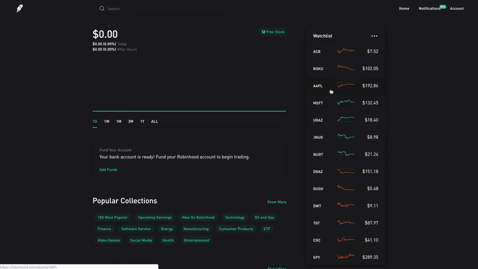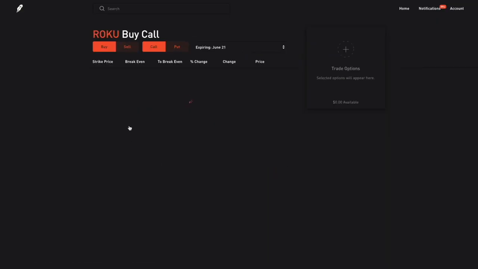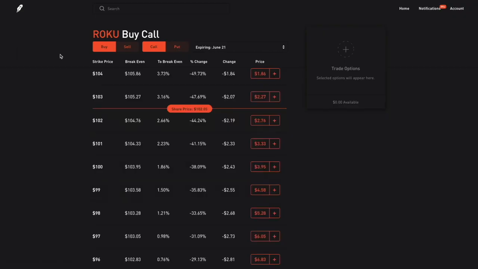So after you've enabled options trading, you go into a stock. Let's say, for example, we go into Roku stock and we want to trade Roku options. So we go into trade Roku options, and right away you're familiar with this page, I'm sure, through the previous videos in this course. But right away at the top you see buy, sell, call, put, and then expiration.